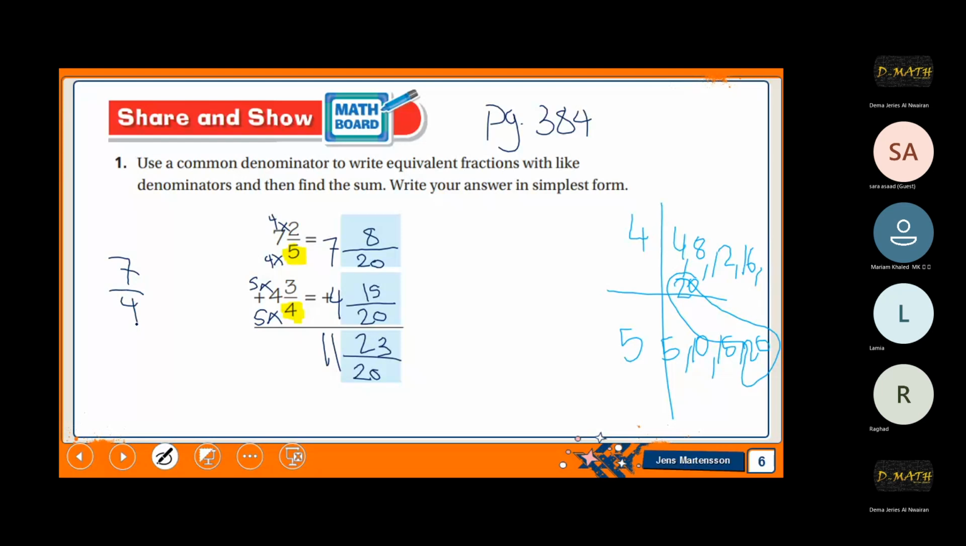Yeah, so what do you have to do here? Divide 7 over 4. Now, how many 4s in 7? 1. You will say 1 times 4 equals 4. And the remainder is what? 3. So what do you have to do?